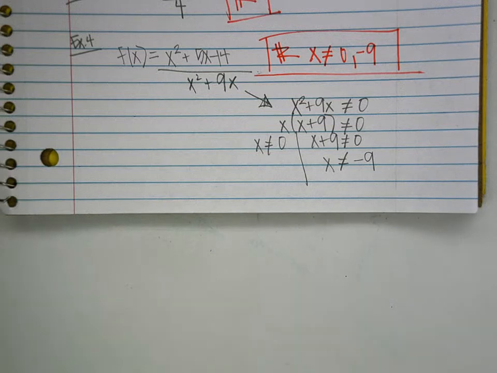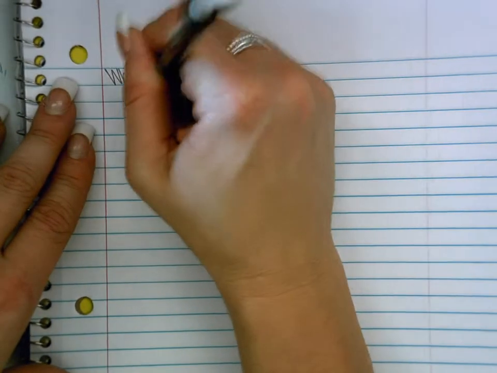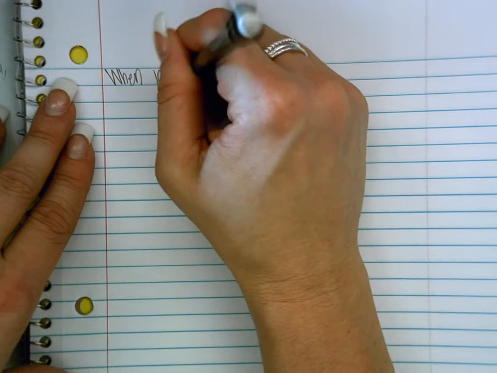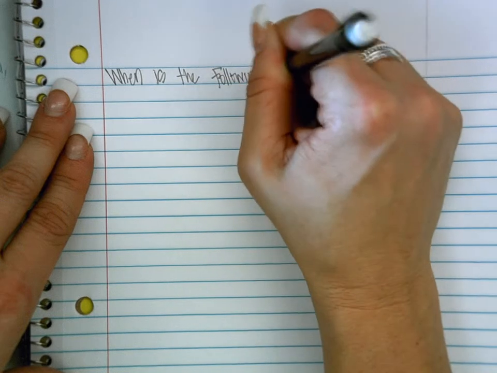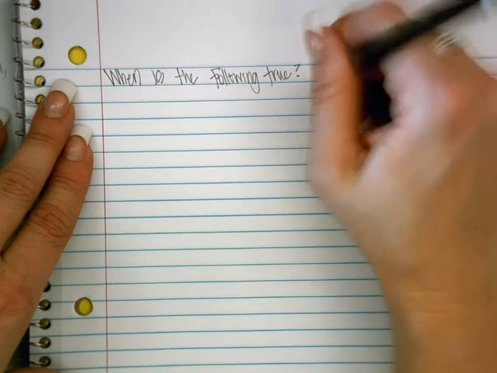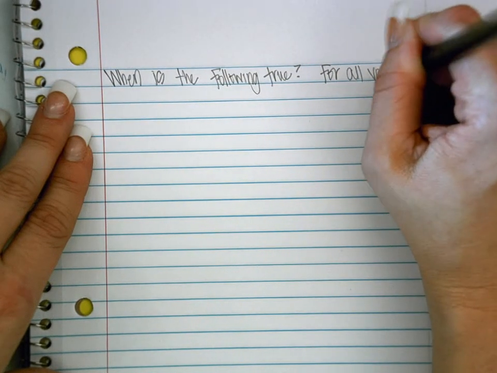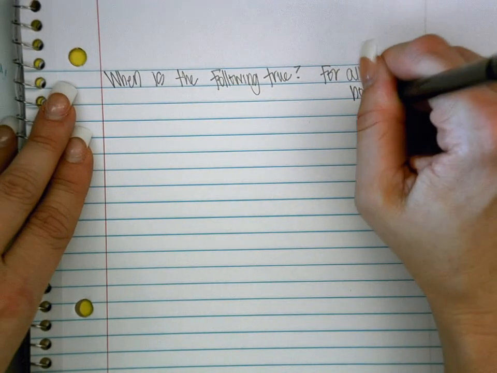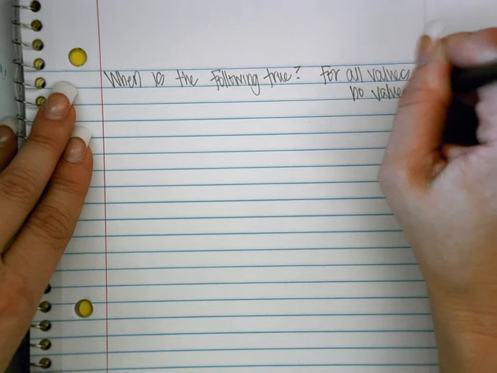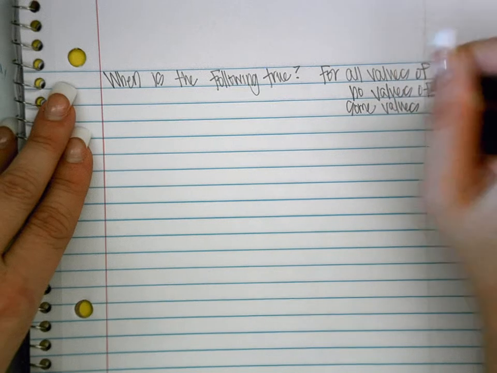Okay, last part. Last thing we're going to do is, these are going to be kind of like multiple choice, and I want to know, when is the following true? And it's going to be for all values of x, for no values of x, or for some values of x.